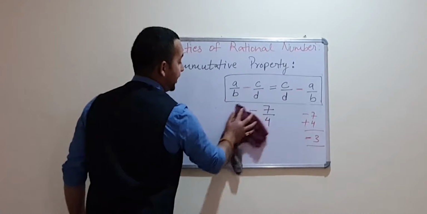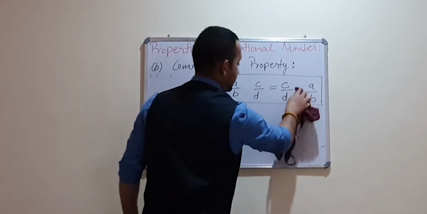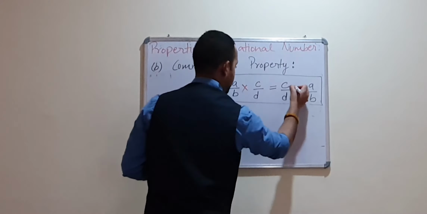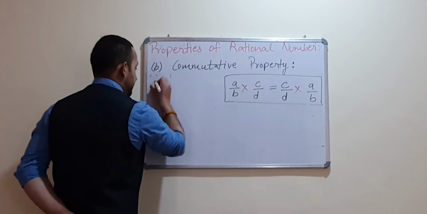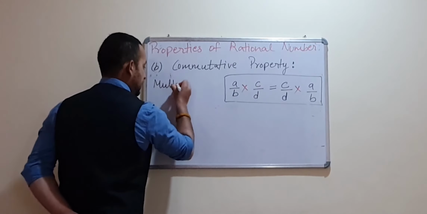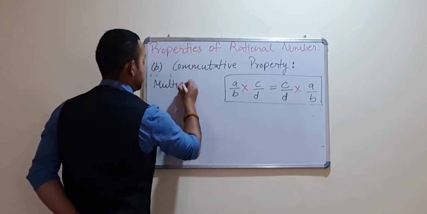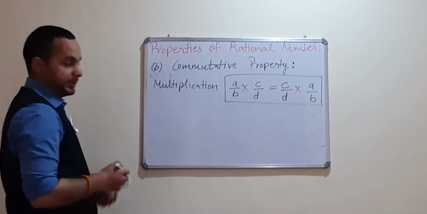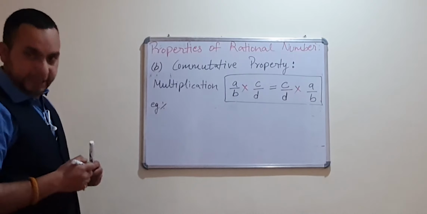Now we are going to check commutative property for multiplication. Again, we are going to take an example. We are going to test it.